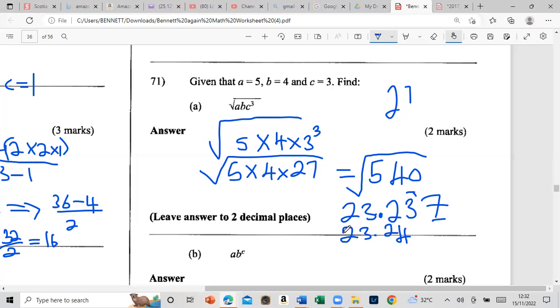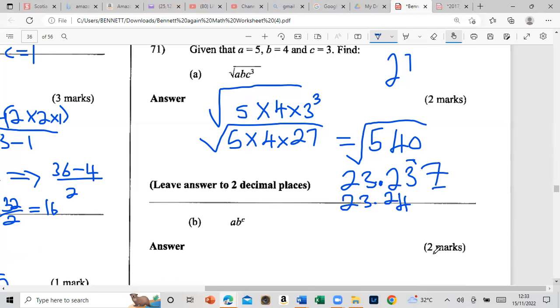And this one says a times b raised to c. So what's the value of a? a is 5, b is 4, raised to the c, which is 3. Again, with this, guys, work out the power part first. So it's going to be 4 raised to the third power. We have to do that part first.